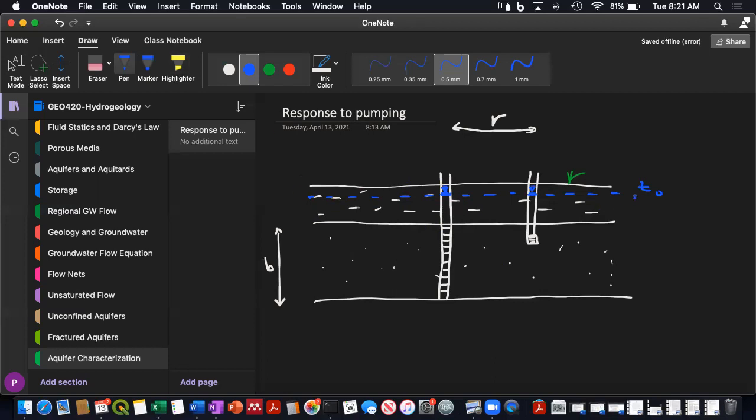And let's call this initial level H naught. And here I'm setting Z equals 0 as the bottom of my aquifer. So this distance here is H naught, and over my entire aquifer at time equals 0, the head is equal to H naught.